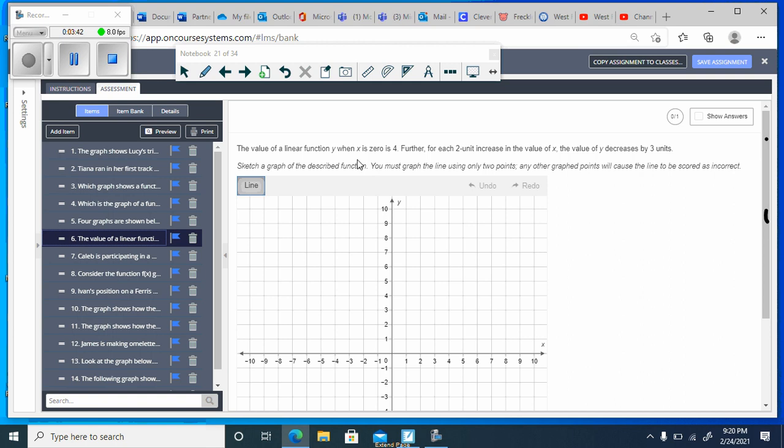The value of a linear function when x is 0 is 4. So you'd start at 4. Further, for each 2-unit increase in the value of x, each time you go up 2 on x, the value of y decreases by 3. So over 2 on x, then down 3 on y. Okay? That would be your function right there.